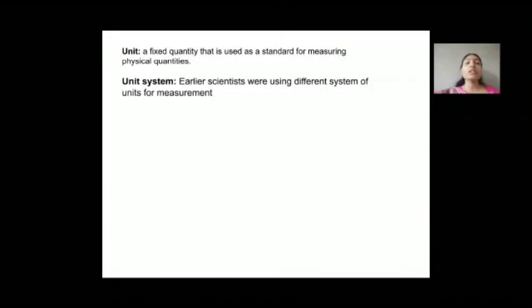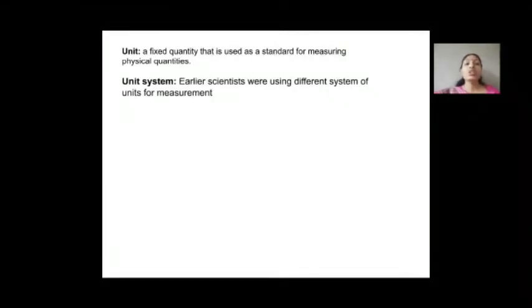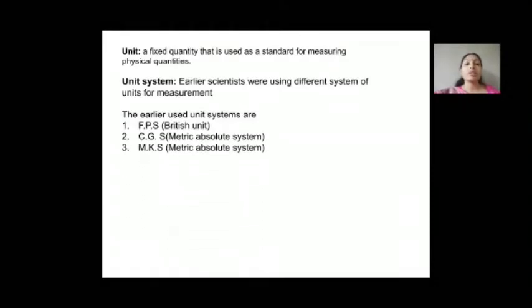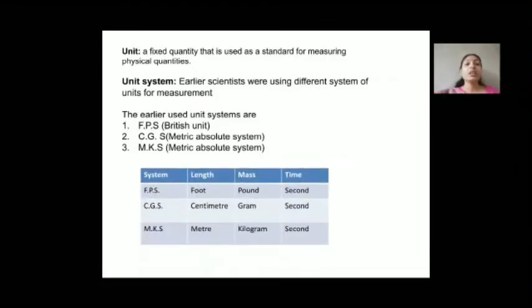Earlier scientists were using so many different measuring unit systems. There are three: FPS, that is the British unit, then CGS and MKS. What do FPS, CGS and MKS stand for? These are basically made up of 3 fundamental quantities: length, mass and time. FPS is foot, pound, seconds; CGS is centimeter, gram, seconds; MKS is meter, kilogram and seconds. But these 3 were a little bit complicated.